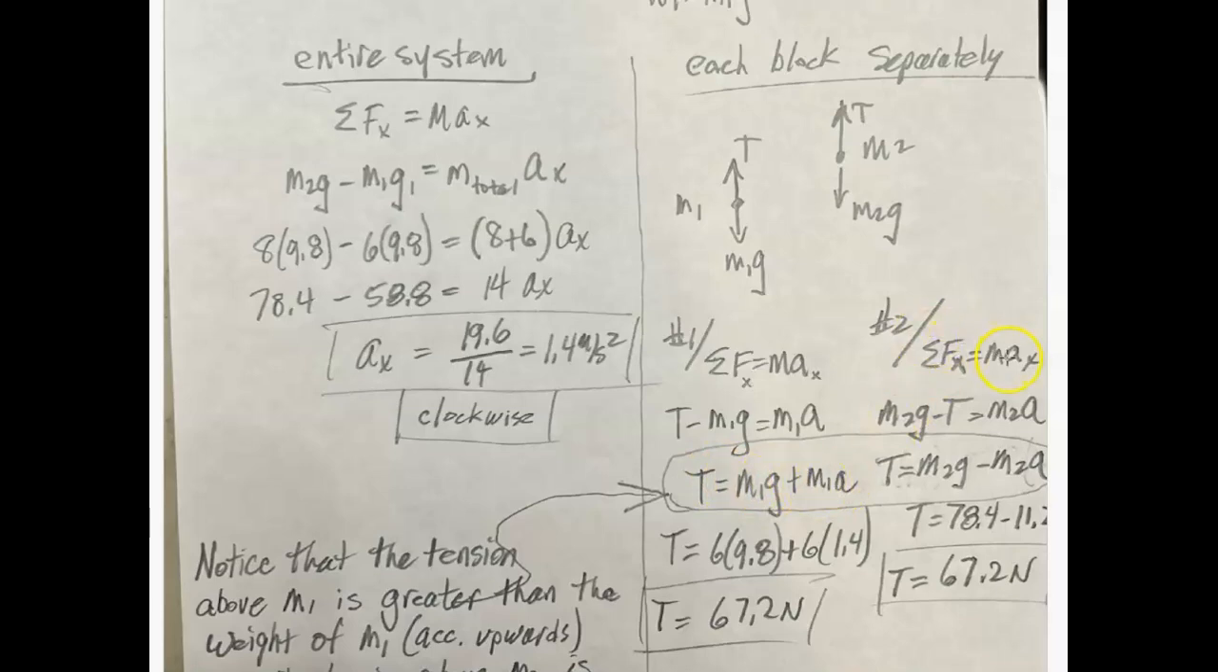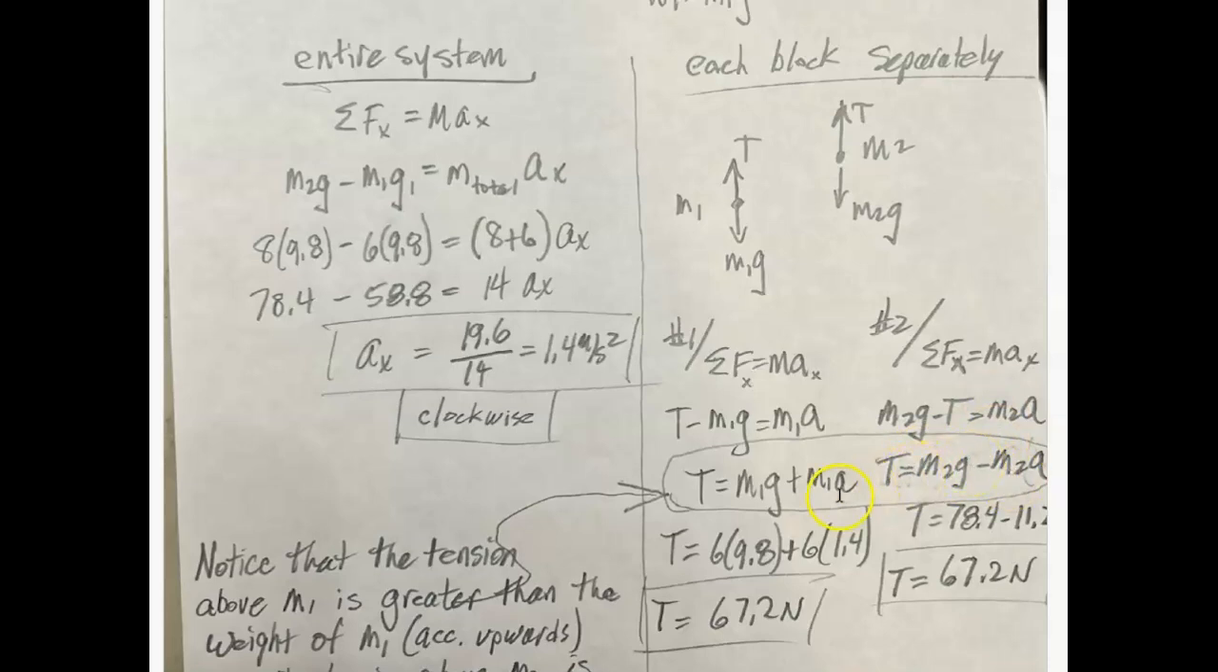Number 2, I'm going to do the same thing. The weight of number 2 is in the positive direction, and the tension is in the negative direction. So there's the sum of forces that's accelerating mass number 2. And I've solved that equation as well for tension.